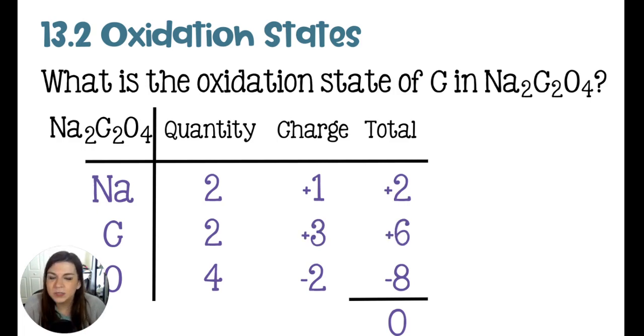Doing the tiniest bit of algebra, +2 plus the mystery number -8 has to equal 0, meaning that the mystery number must be +6. That means that all of my carbons together carry a charge of +6, but because there's 2 of them, they each have a charge of +3.